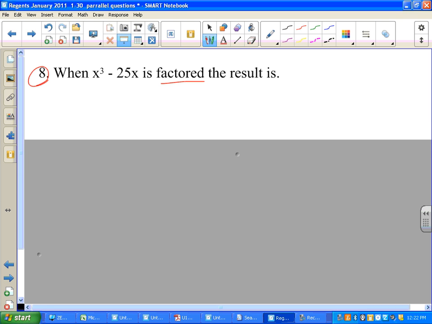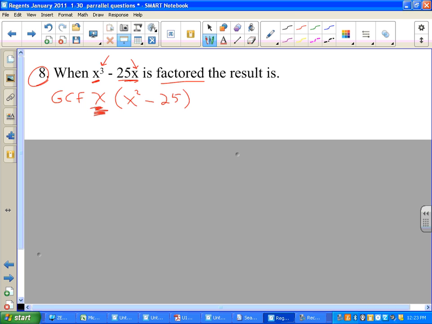The first thing that we notice, we only know how to factor quadratics in integrated algebra. That's an exponent of 3. So I'm going to think we have a greatest common factor. Hopefully the greatest common factor is x. I take a look, and yes, there is an x in all of the parts. When I do x cubed divided by x, I get x squared. I bring down the operation. I do 25x divided by x, and that's 25.